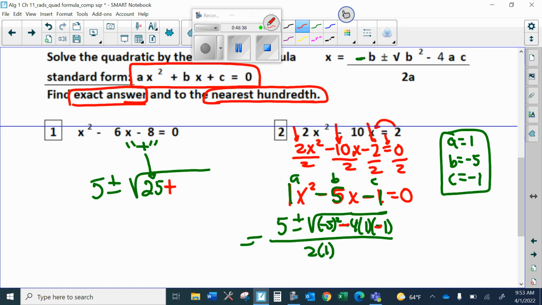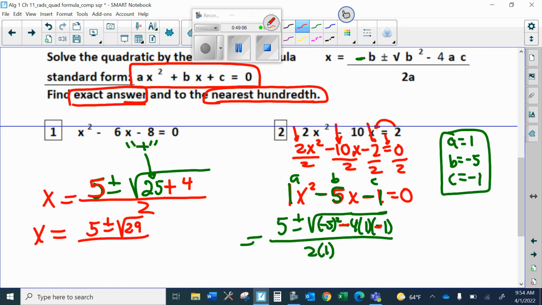Now I do the numbers. 4 times 1 times 1 is 4. All over 2. 2 times 1 is 2. Okay, so, and this is x. This is the x-intercepts. Remember, in other words, you have x-intercepts. They're also called roots, and they're also called zeros or solutions. All those mean the same thing. You have to be familiar with all 4 words. Okay, so x equals 5 plus or minus the square root of 29 all over 2.